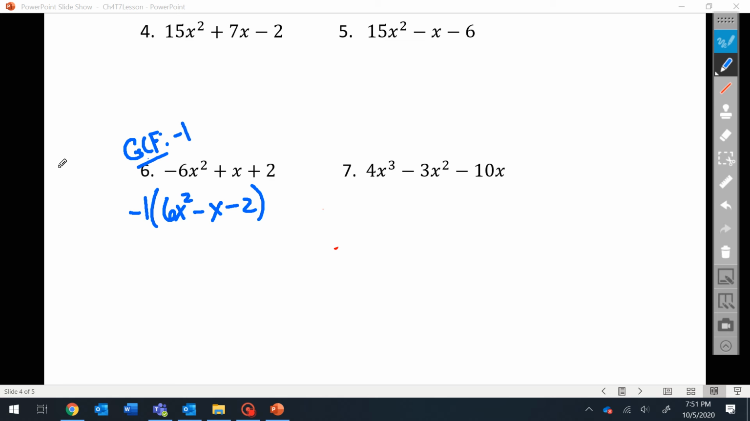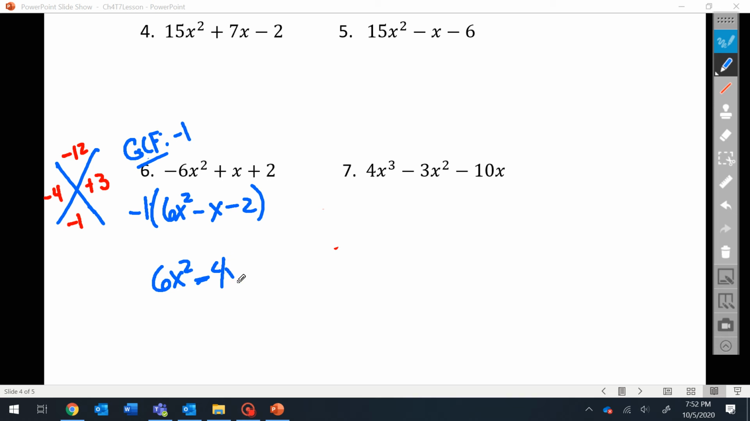Alright, now I will set up the cross with this 6x squared minus x minus 2. So this is negative 12, still negative 12. This is negative 1. So the numbers I'm looking for are negative 4 and positive 3. See, I was going to run into issues because I didn't have the negative 1 factored out here. Okay, so keep that negative 1 in mind. It is a factor. I am going to come back to it. But for now, I'm going to leave it off.